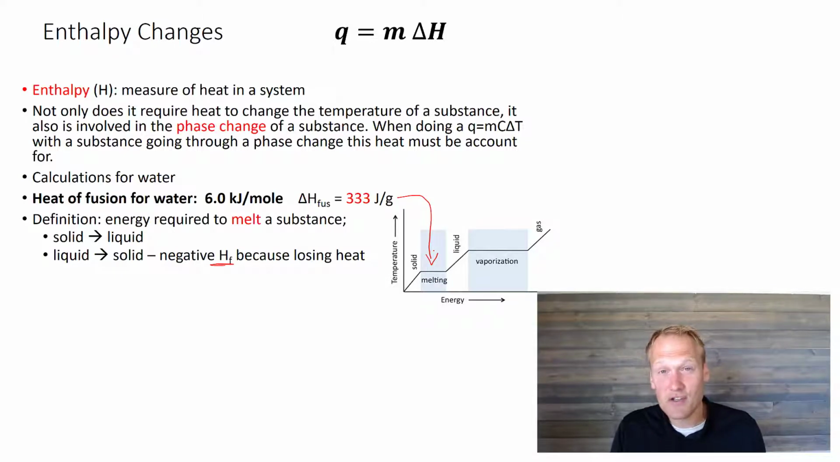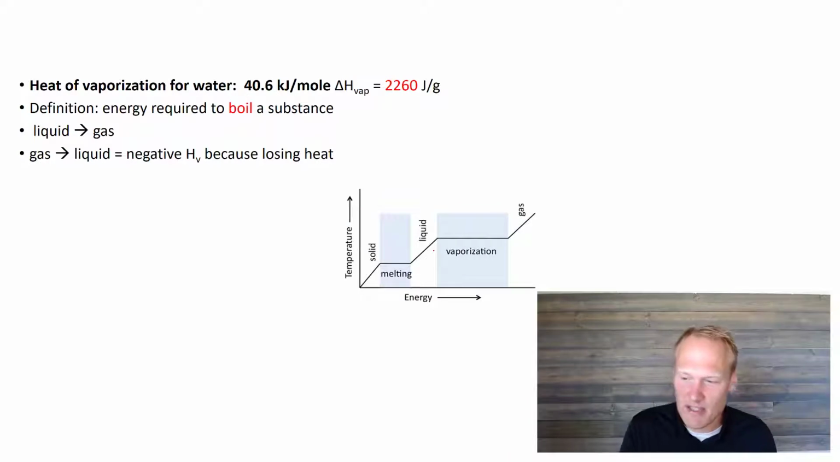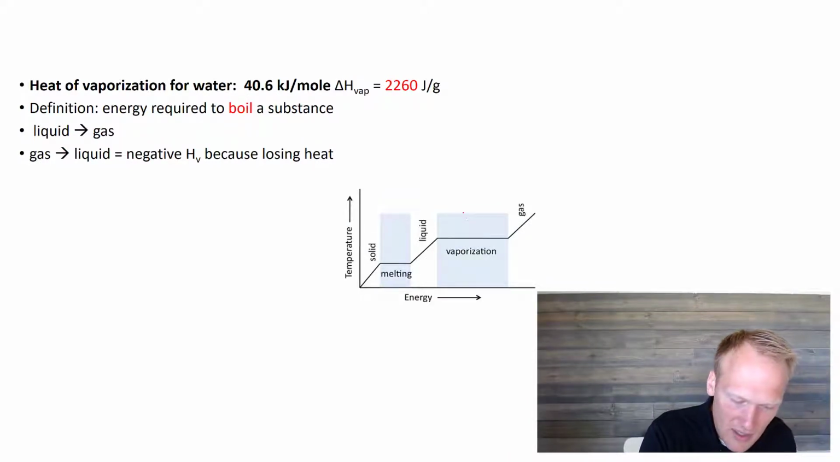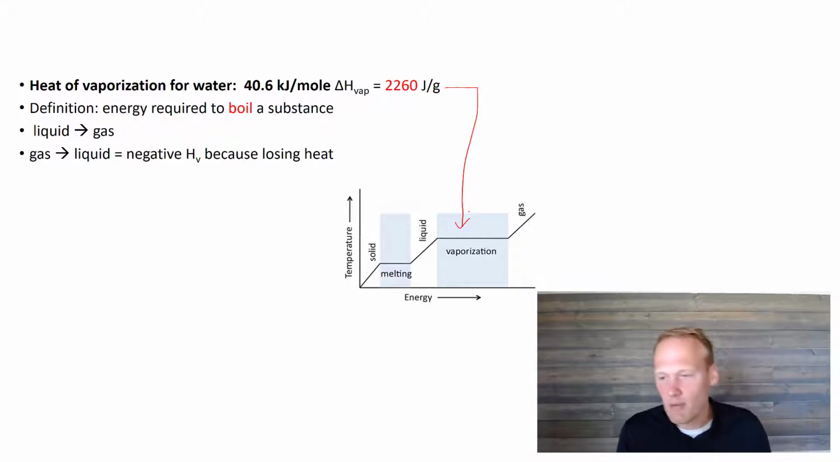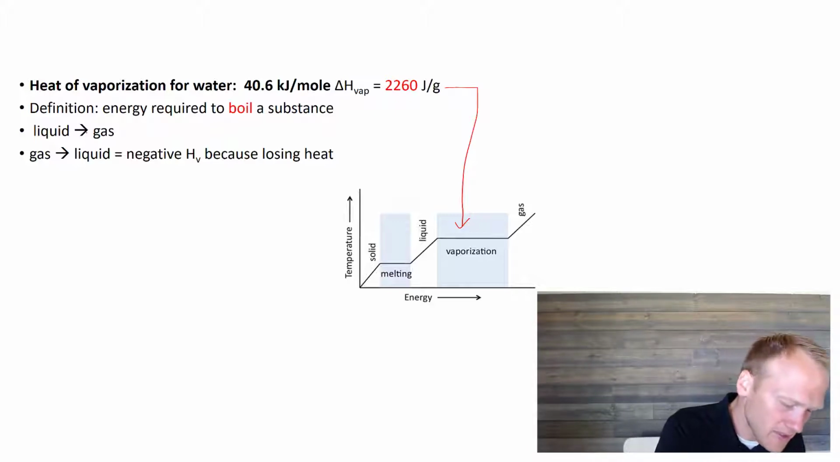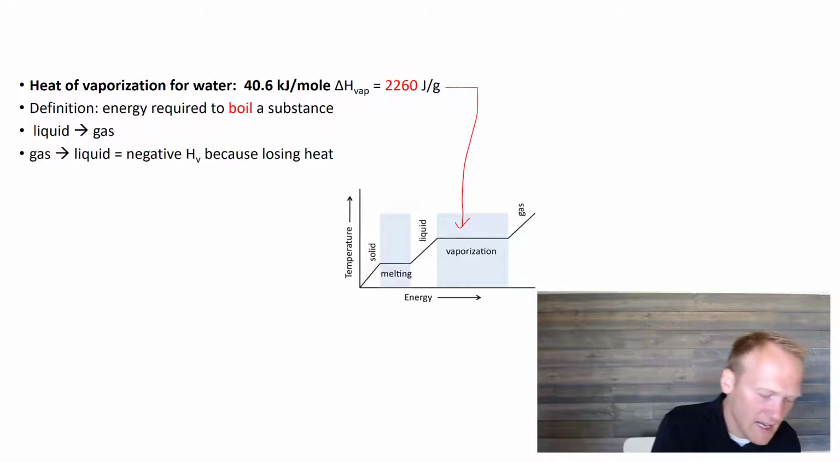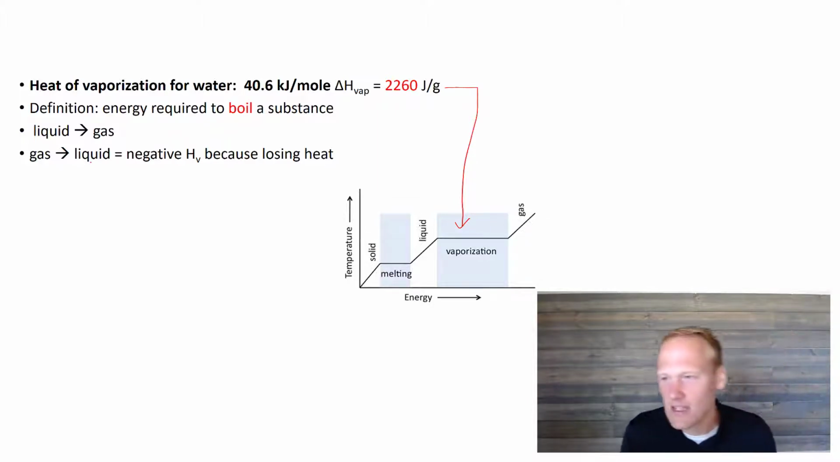But there's another phase change, which is the heat of vaporization. We know we also have condensation and vaporization. The heat of vaporization is the number that applies to that phase change, 2,260 joules per gram. Notice there's a lot more heat required here. If we're going from a liquid to a gas, it would be positive 2,260, and if we're going from a gas to a liquid, it'd be negative 2,260.